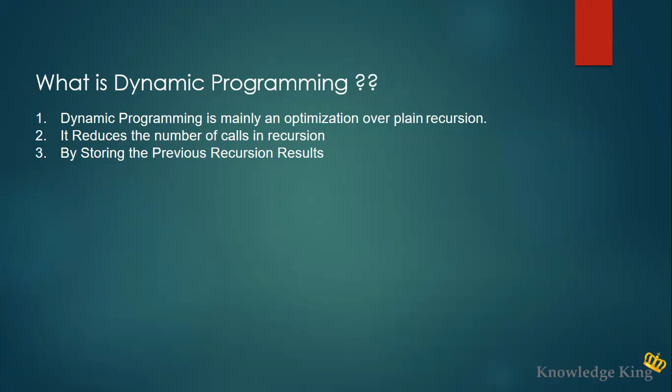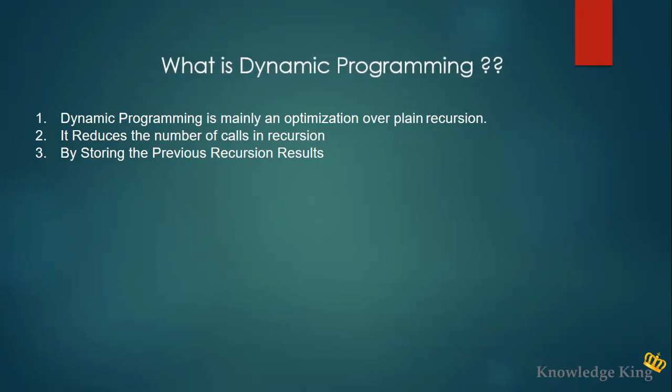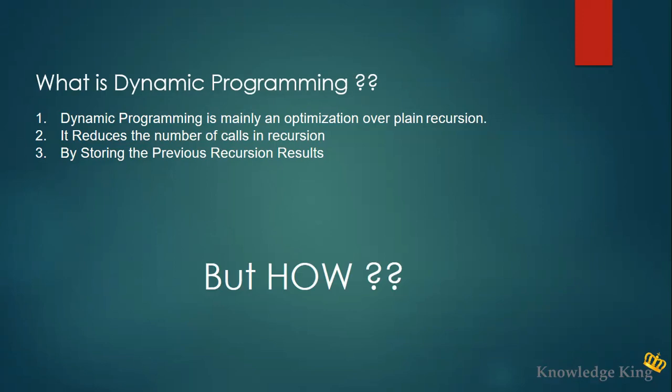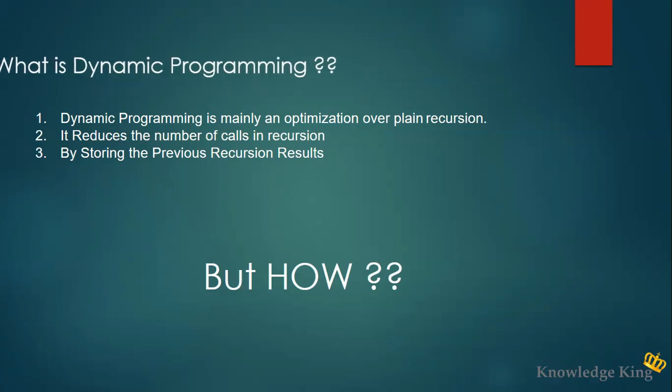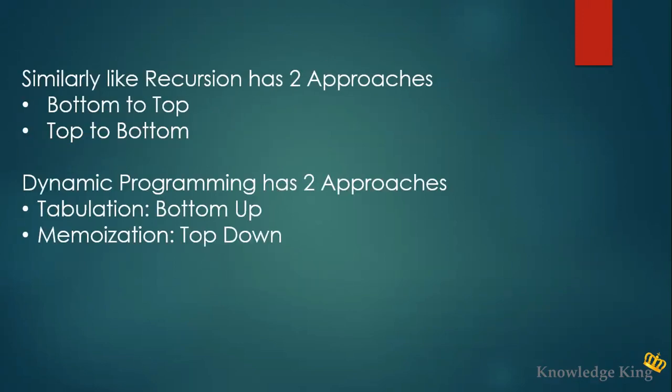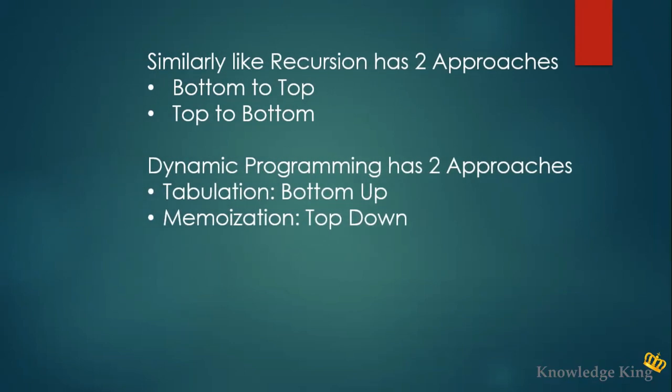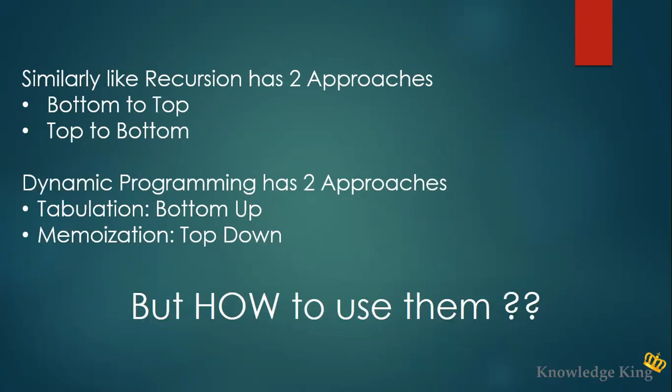For example, in a few programs like factorials, we need to know the previous result to compute the current result, but how to perform it? Similarly, like recursion has two approaches, one is bottom to top and the other top to bottom. Dynamic programming also has two approaches, one is tabulation and the other is memoization. Tabulation is bottom up and memoization is top down. But how to use them?